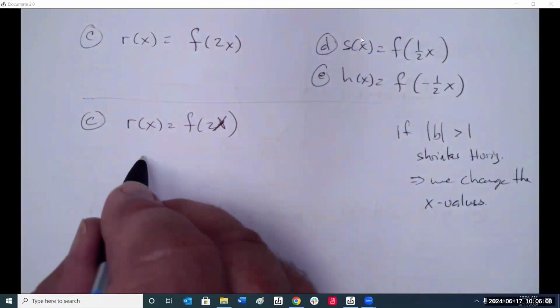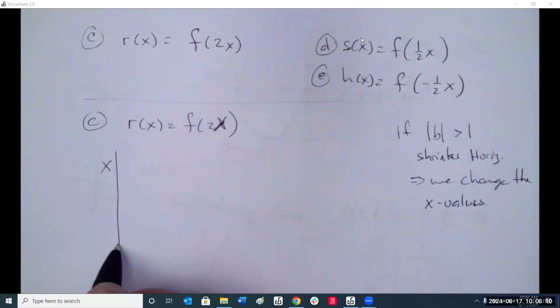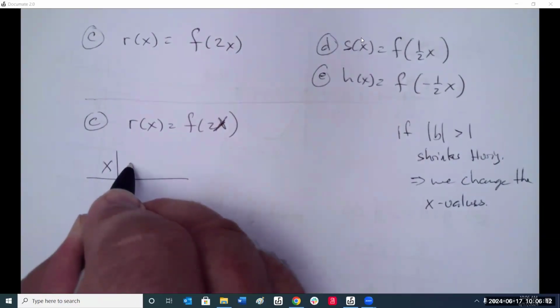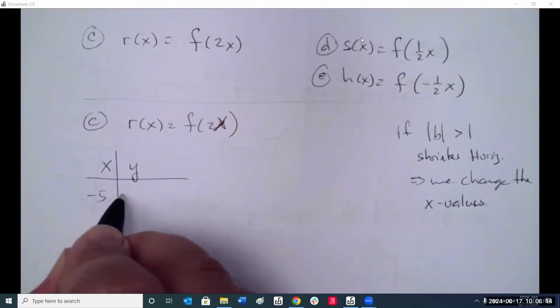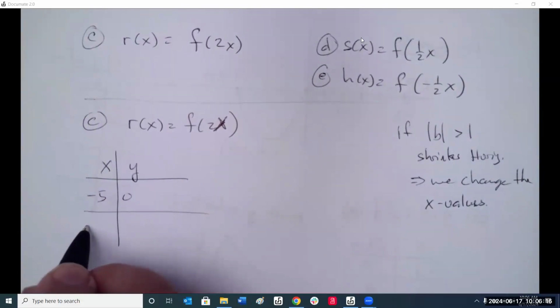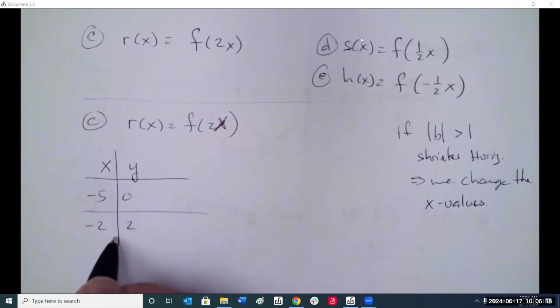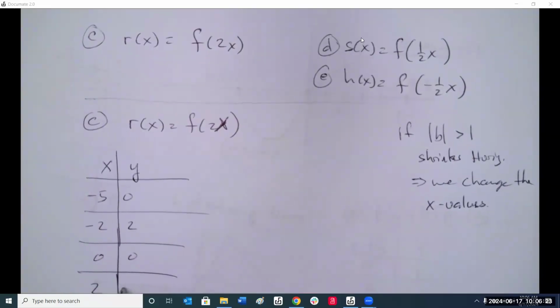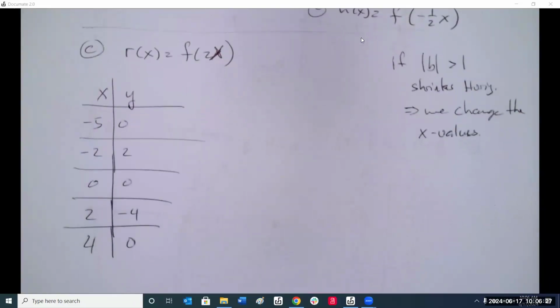So remember, our original graph was (-5, 0), (-2, 2), (0, 0), (2, -4), and (4, 0).